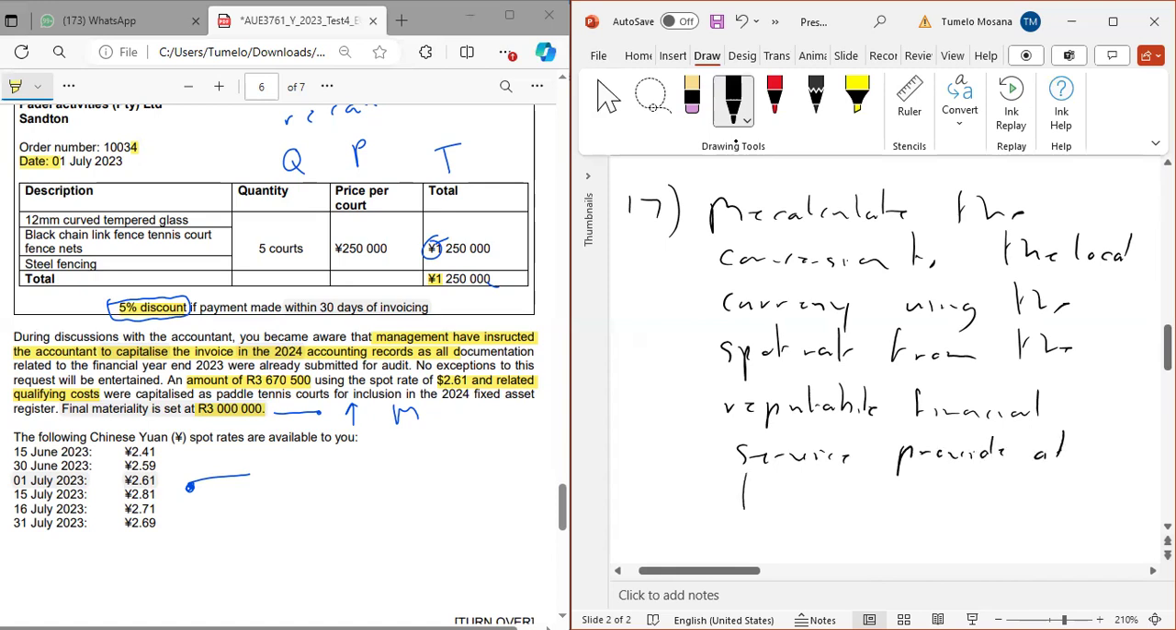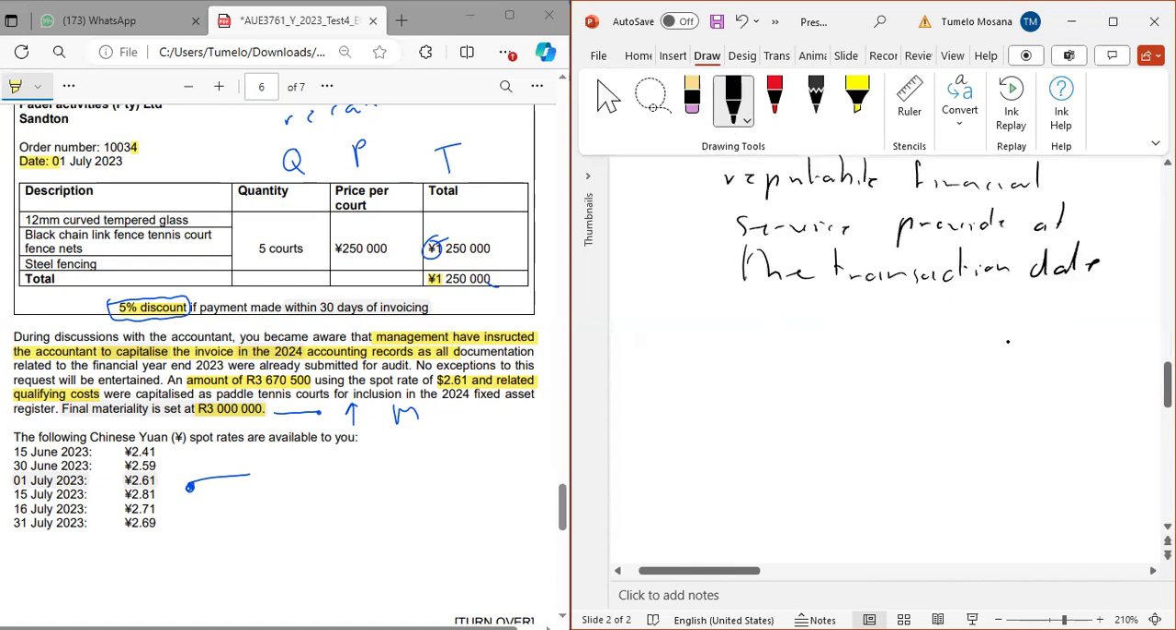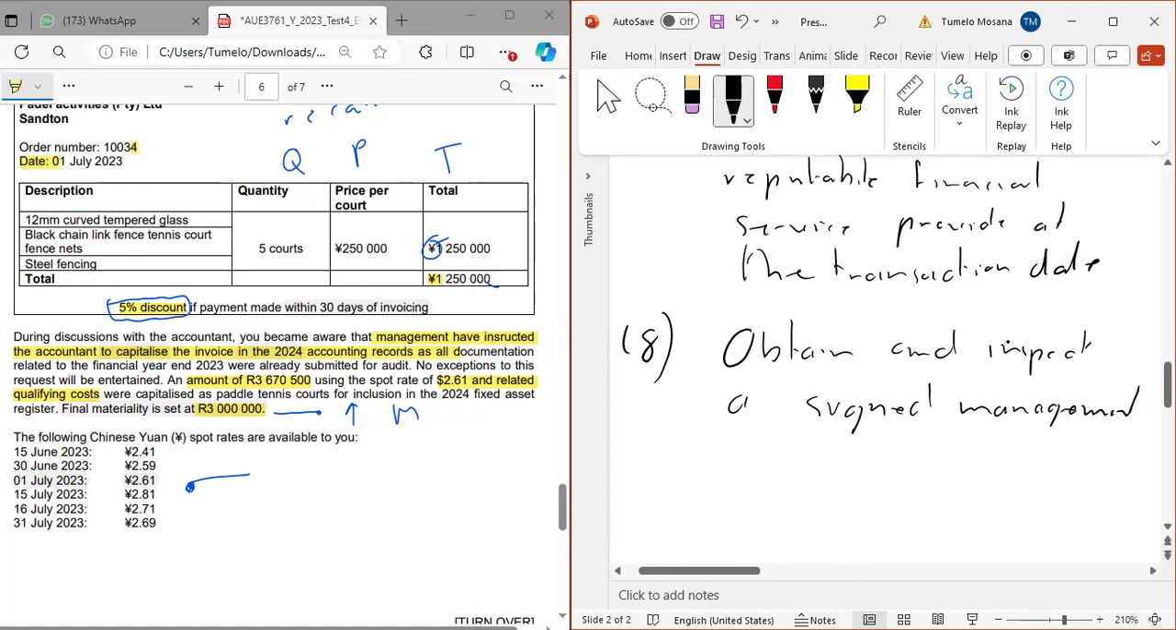At the transaction date. Then you are obviously done, right? Then you'll get your free mark of what? Of the common general substantive procedure, which is almost applicable to everything, right? Which is you will obtain and you can also inspect a signed management representation letter. So this is always a free mark.